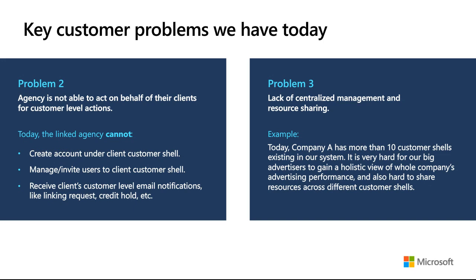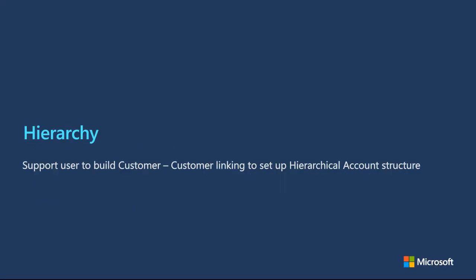So the third problem is today we lack of centralized management and resource sharing. For some big advertisers, they may have multiple client customer shell in our platform. But we don't offer any centralized management to help them gain holistic view of their whole company's advertising performance. And also they cannot use the shared resource across their different customer shells. To solve this problem, we offer two capabilities. First is hierarchy. The concept for hierarchy is simple. We support users to build customer-to-customer linking to set up their hierarchical account structure.